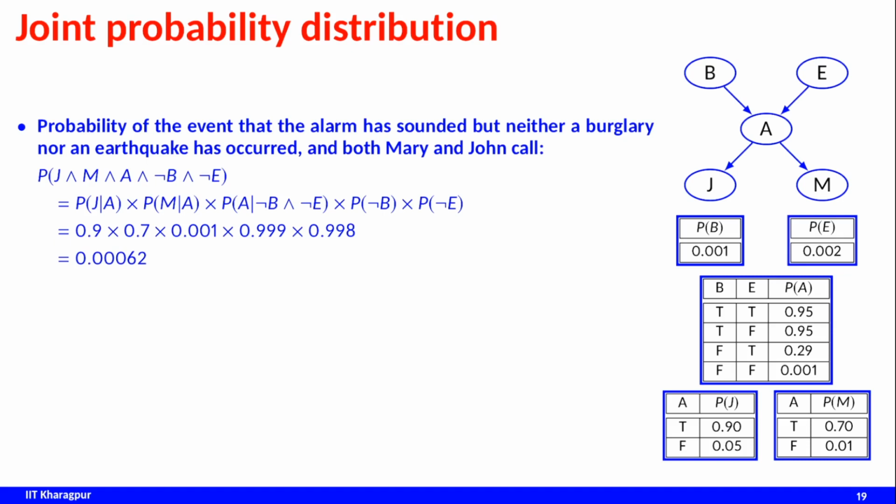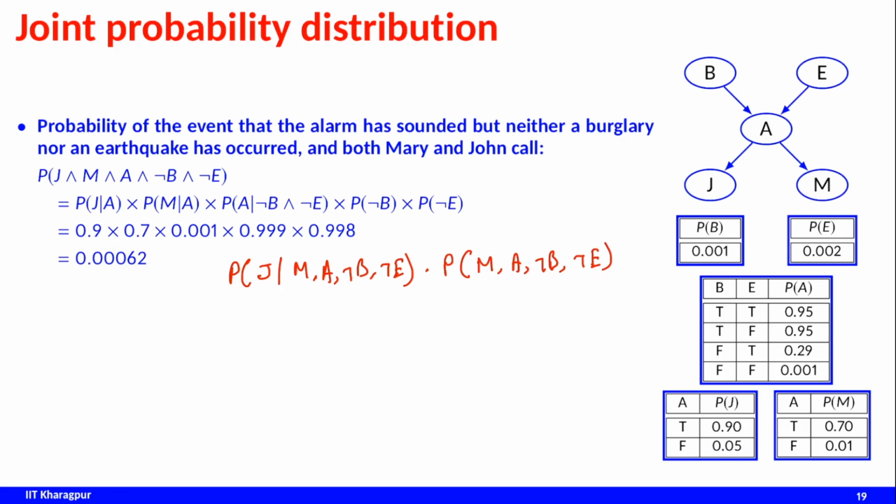So let me write here. I can say probability of J given M, A, not B, not E, times probability of M, A, not B, not E. So using this expression, we can proceed.